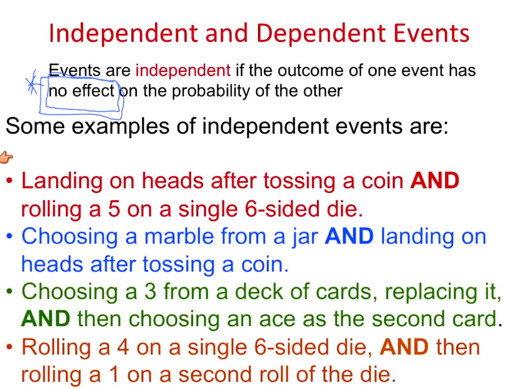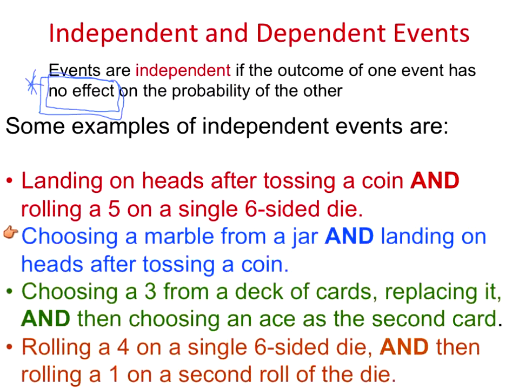So events are independent if one has no effect on the probability of another. And here's some examples. Landing heads after tossing a coin and rolling a 5 on a 6-sided die. They are not related. They are not the same. They are independent of each other. It doesn't matter if you get heads. It's not going to affect how you roll a die. Does that make sense? They're two totally separate things.